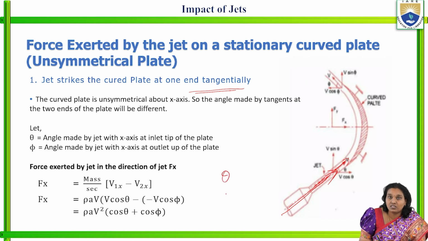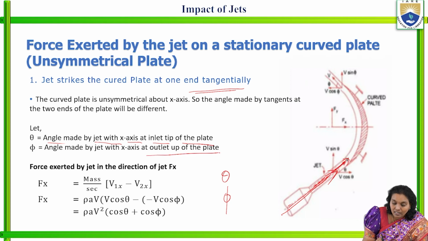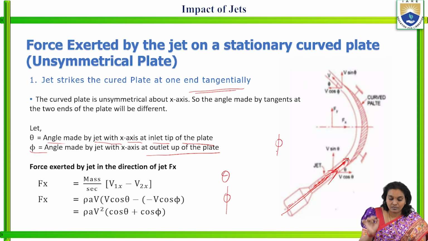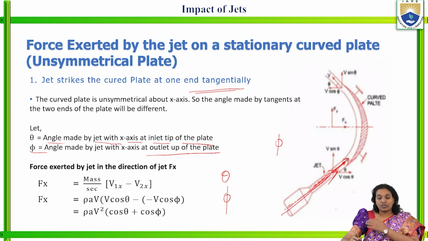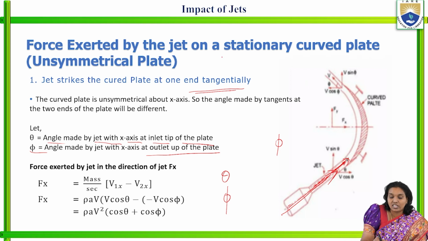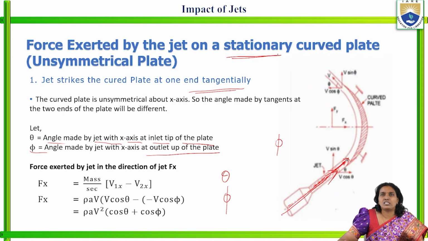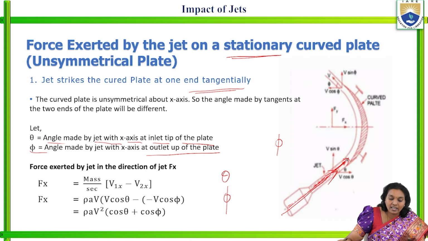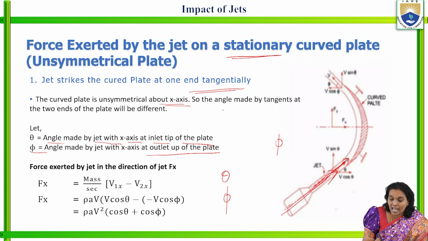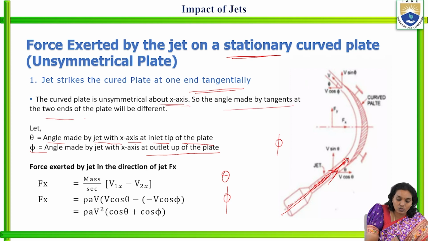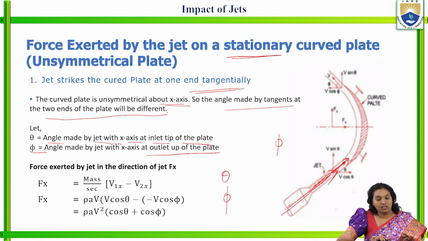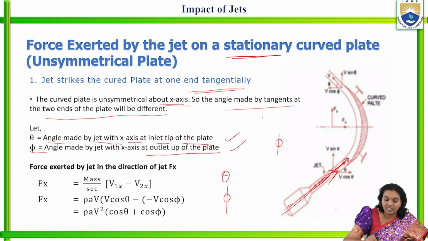Here we have to understand two more things, theta and phi. Theta is the angle the jet makes with the x-axis at the inlet tip of the plate, and at the outlet of the plate the angle is phi. This comes under the stationary case: force exerted by the jet on a stationary curved plate. The jet strikes the curved plate at one end tangentially. The curved plate is unsymmetrical about the x-axis, so the angles made by the tangents at the two ends of the plate will be different. That's why we consider theta and phi.